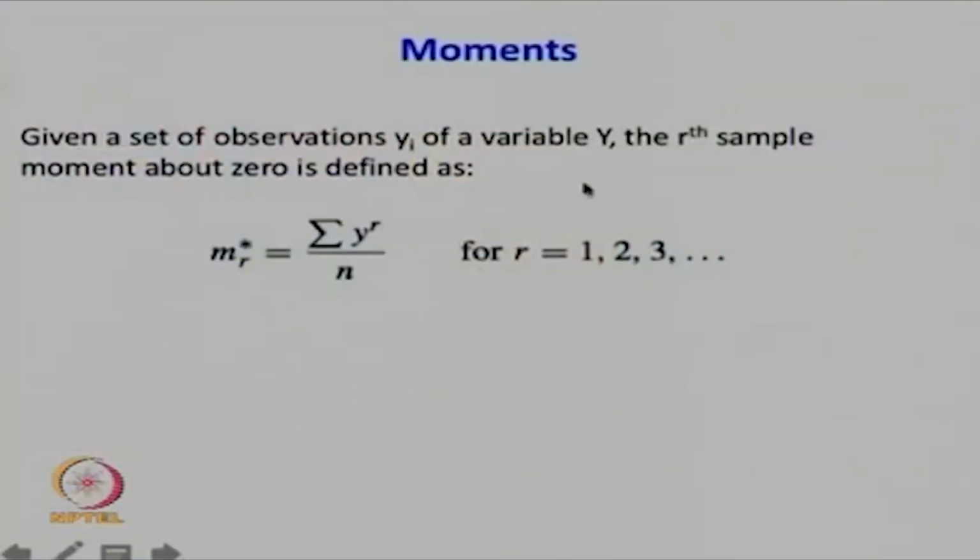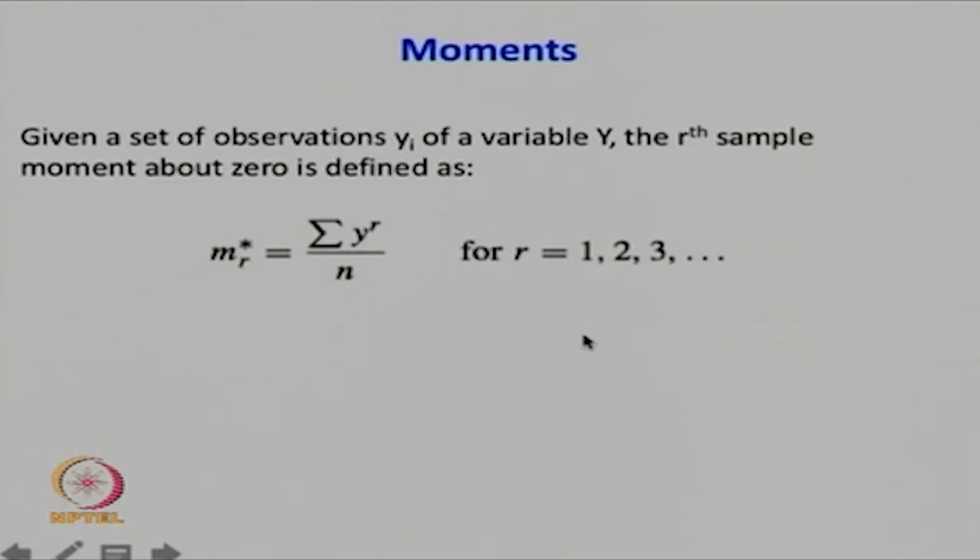Okay. So, the definition of moment, as you would recall, is in general: given a set of observations yi of a variable y, the rth sample moment about 0 is defined as mr star equal to summation y to the power r by n, for r equal to 1, 2, 3, and so on. Clearly, if we set r equal to 1, m1 star is summation y by n, which is nothing but the mean. In other words, the first moment about 0 of a set of observations is the mean of the distribution.